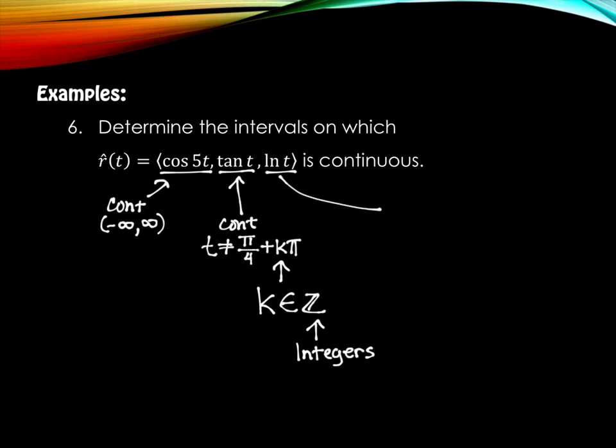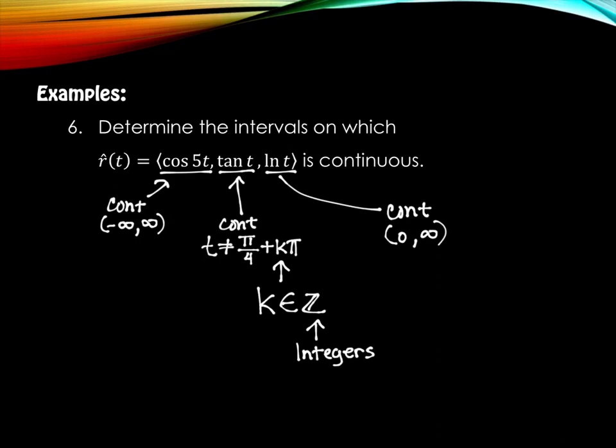ln t. Where is this one continuous? 0 to infinity. It's continuous from 0 to infinity. Okay? So these three are all different continuity restraints. The first one being the most amiable to everybody else. You don't really have to do anything with him. We really just need to make amends for the fact that the last two are different. So I need to make sure that when I describe my continuity, I exclude the right things and I include the right things. So how do I do that?